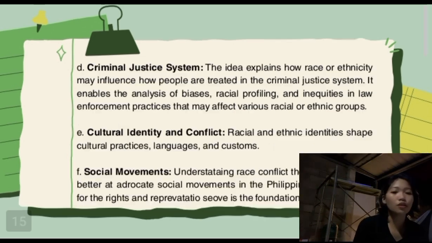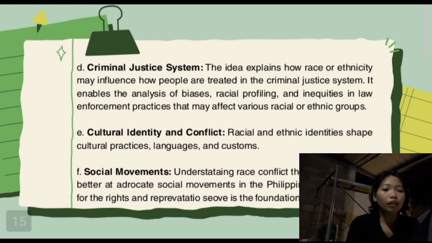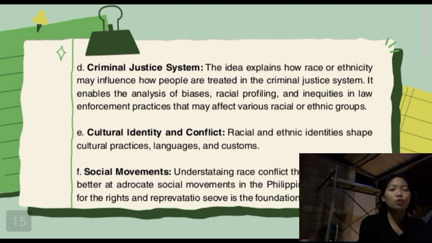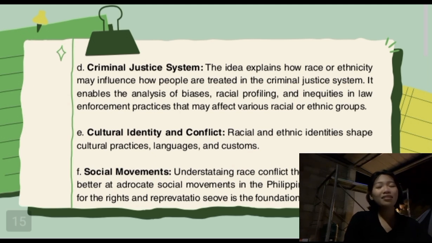The criminal justice system, this shows that race and ethnicity can influence how people are treated. This includes issues like racial profiling or unequal law enforcement. Mas dali ma-judge ang uban depending on their backgrounds. Like importante sila, background sa katao. So yeah.